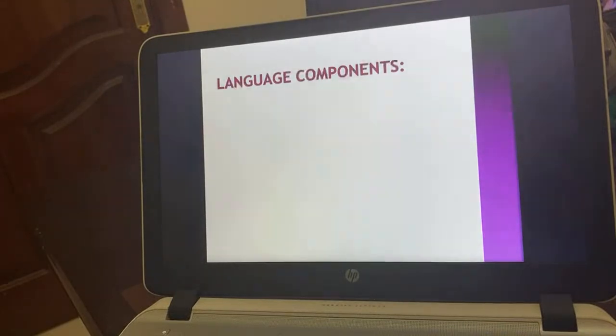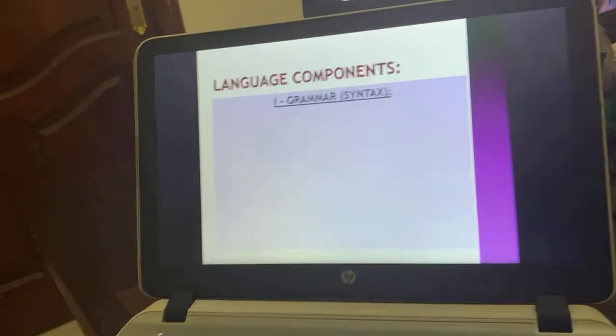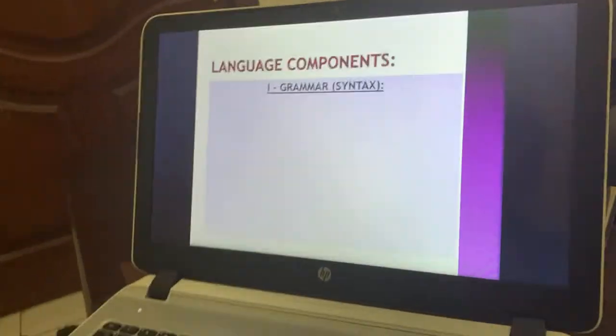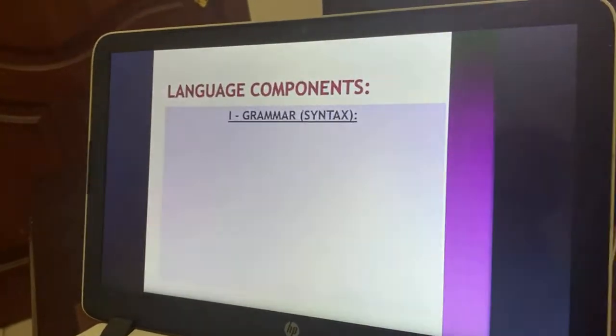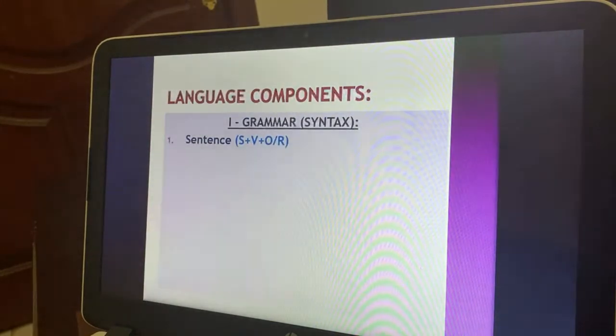Now, what are the language components? First of all, you need to look at the grammar, which is what I'm talking about in this episode in particular. That's what I am going to be covering now. When it comes to grammar and syntax, let me make it a bit closer so you can see better. Here we're talking about what makes a sentence a sentence.